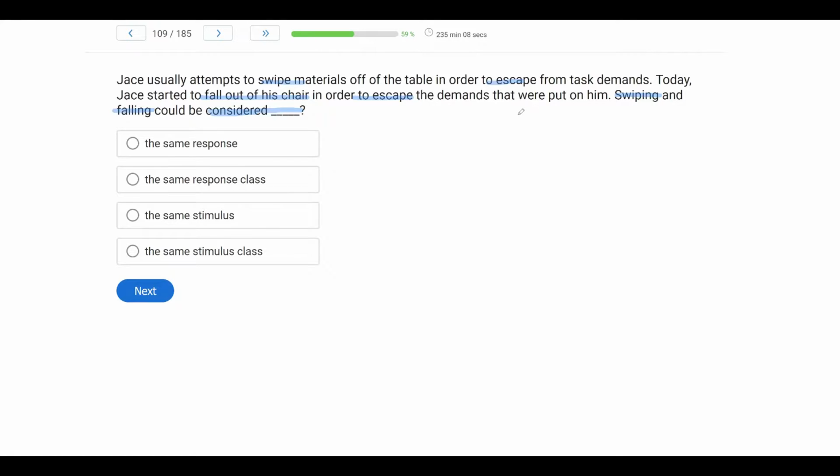The stimulus is not swiping and falling. Swiping and falling are the behaviors or the responses. The stimulus is likely the task demand. And it's not a stimulus class, right? Because swiping and falling are not stimuli, they are responses. And so Jace, sitting there engaging in these behaviors that are serving the same purpose, meaning the same function, is talking about the same response class.